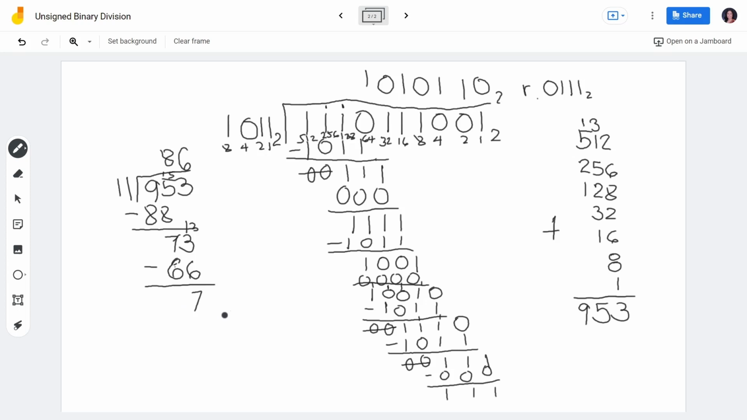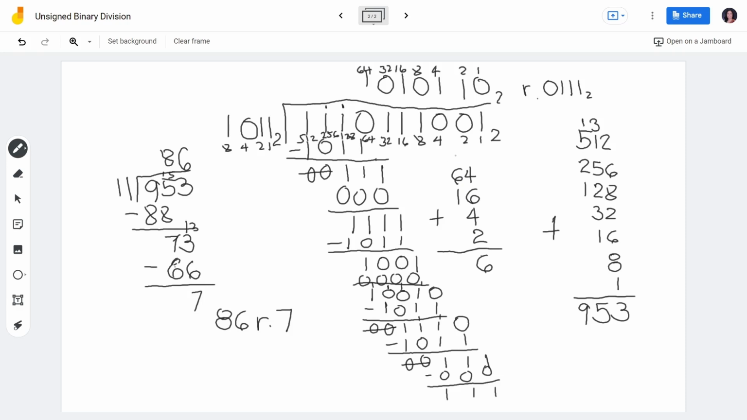So we have 86, remainder 7. So let's compute if this is 86 remainder 7. So we have 1, 2, 4, 8, 16, 32, and then 64. So we have 64 plus 16, and then 4, and then 2. Okay, so we have 4 plus 6 is 10, plus 4 is 14, plus 2 is 16.